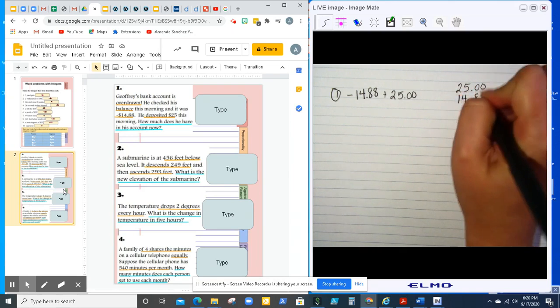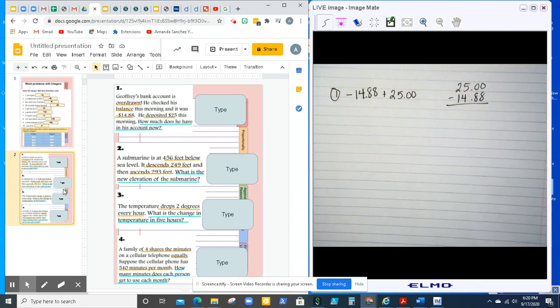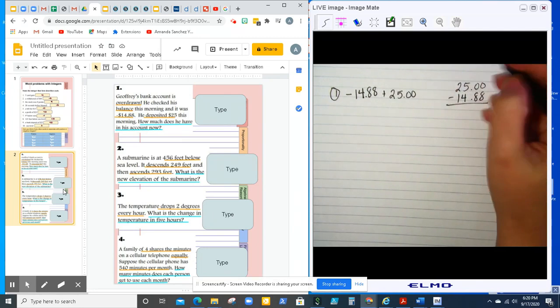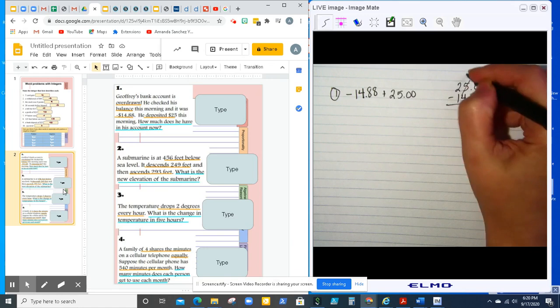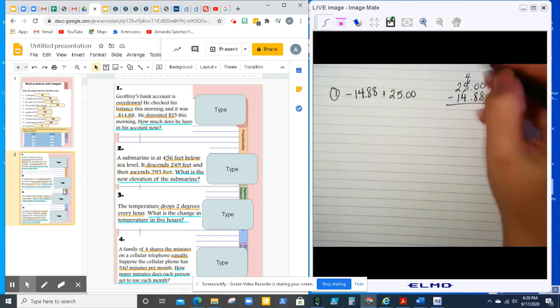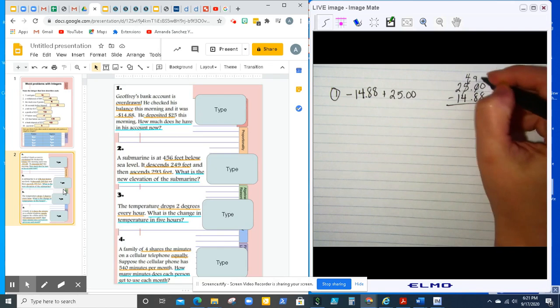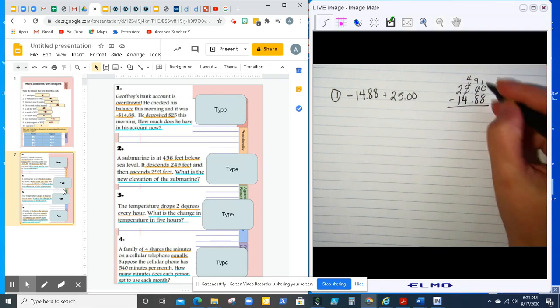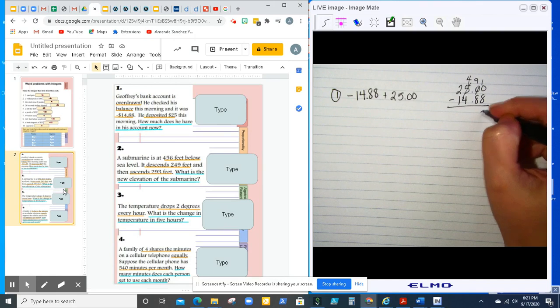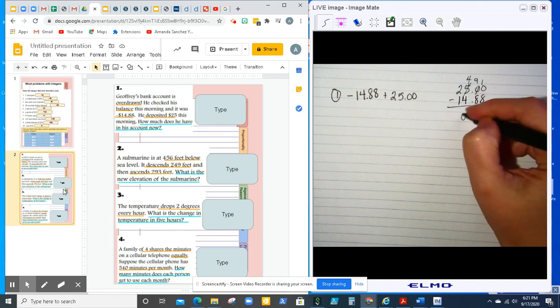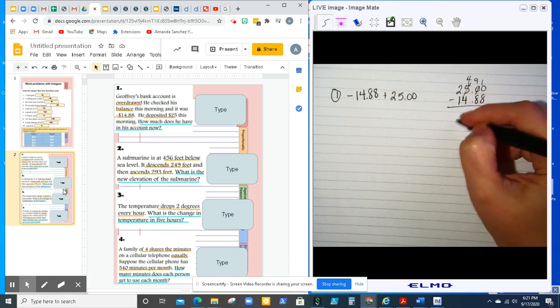So 14.88. All right, go ahead and start subtracting. 4 and then borrow. That becomes a 9. That's a 10. 10 minus 8, 2. 9 minus 8 is 1. 4 minus 4, 0. 2 minus 1, 1.